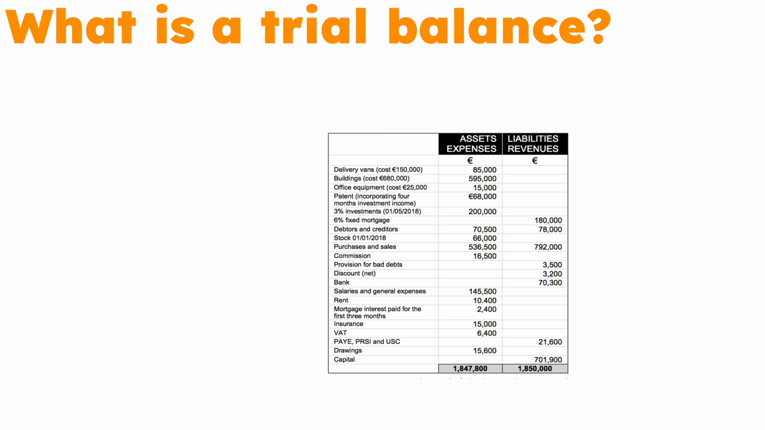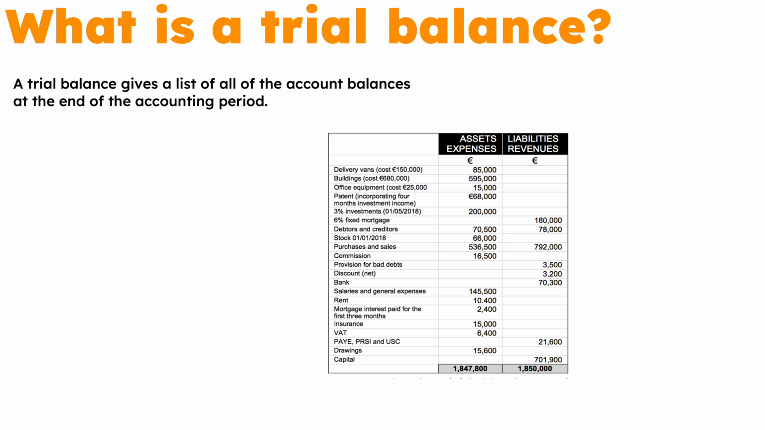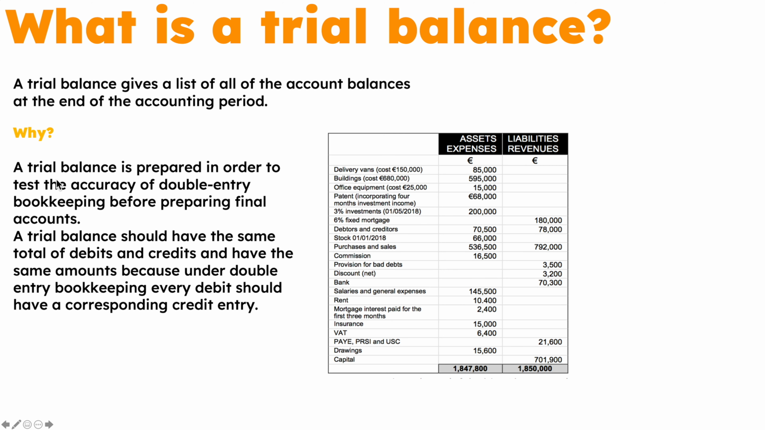Just before we get in, we're going to look at a little bit of theory about suspense accounts. So what is a trial balance? You don't need to know this for question 1, but it's just backup. It gives a list of all the account balances at the end of the accounting period, so you can see all the different balances of all the different accounts. It's prepared in order to test the accuracy of double entry bookkeeping before preparing final accounts. A trial balance should have the same total of debits and credits, because under double entry bookkeeping, every debit should have a corresponding credit entry.